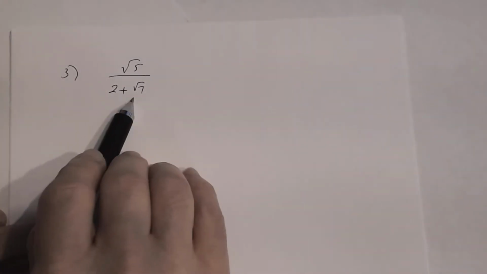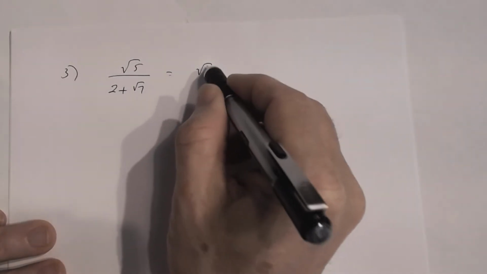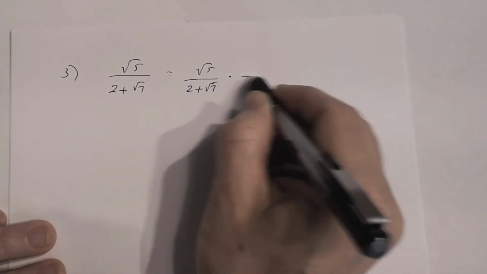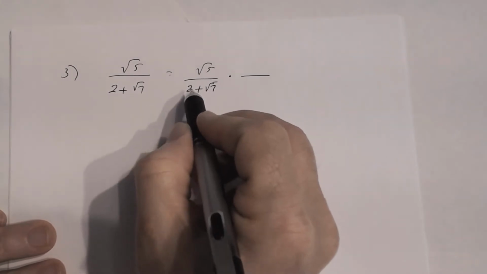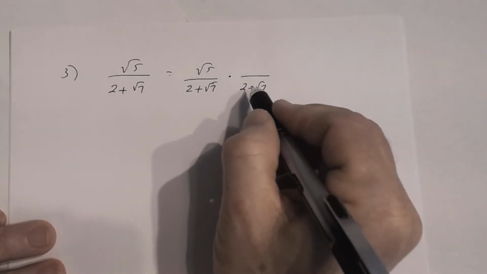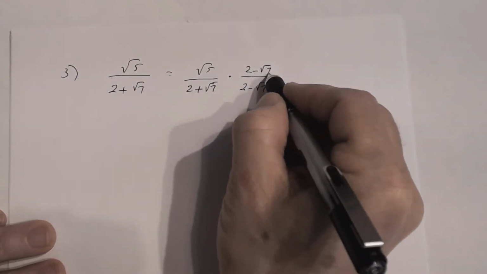But it is a binomial, so to get rid of that square root, I'm going to rewrite this over, so I've got to multiply both numerator and denominator by the conjugate of the denominator. So what's the conjugate of 2 plus the square root of 7? 2 minus the square root of 7. But what I do to the denominator, I do to the numerator.